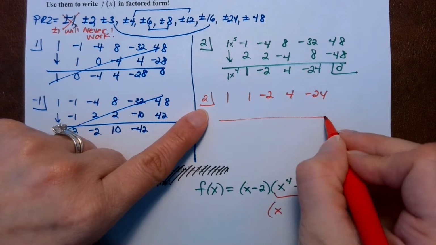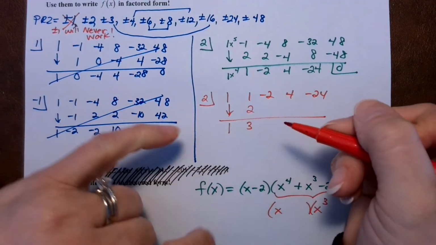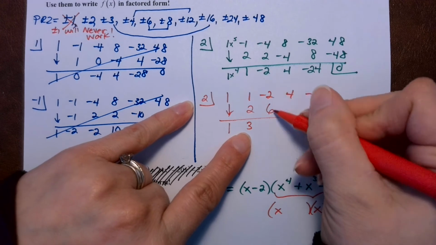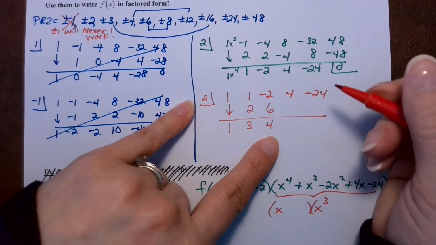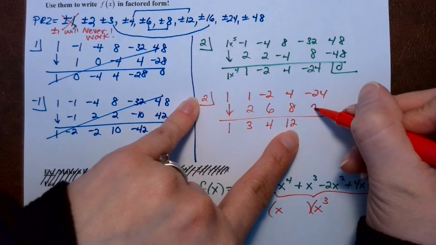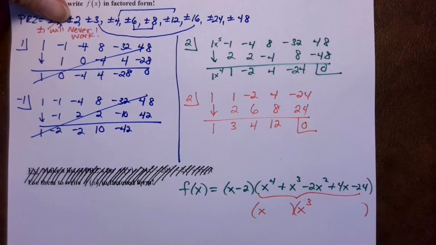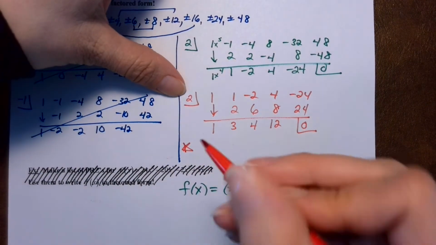All right, let's try. Drop down the 1. 2 times 1 is 2. Add together to make a 3. 2 times 3 is 6. Add these together, we get 4. 4 times 2 is 8. Add this together, we get 12. Oh, look at this. It worked again. It worked again.